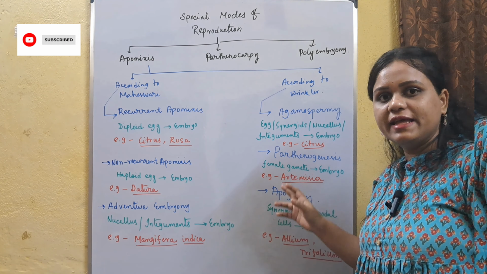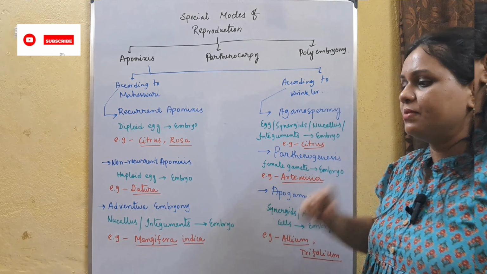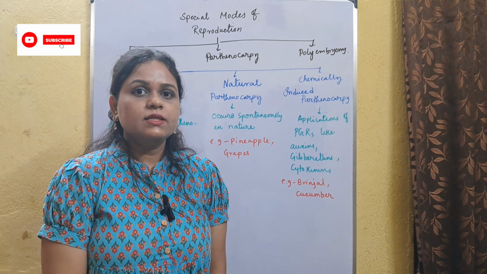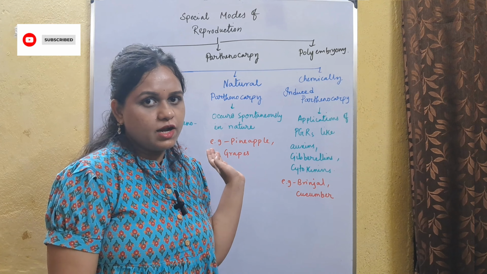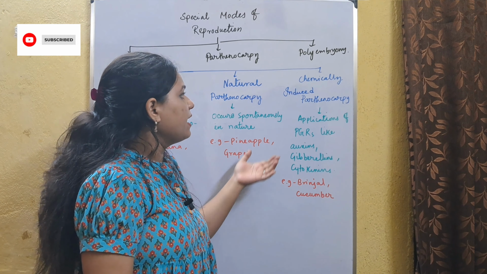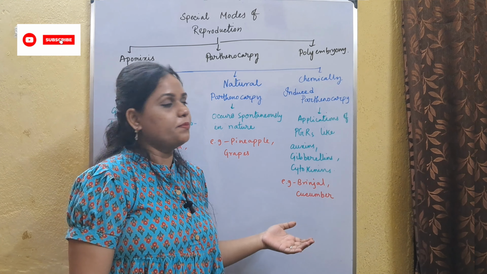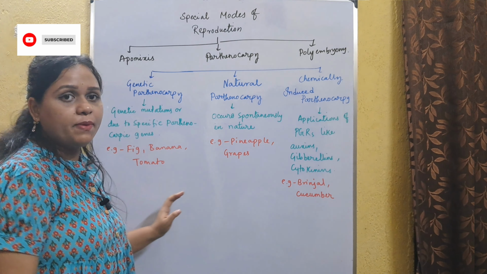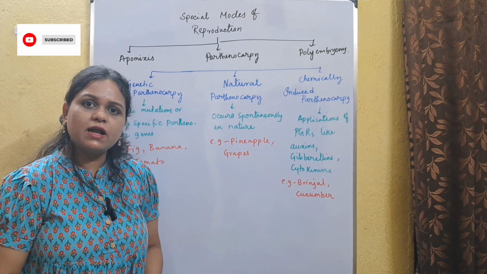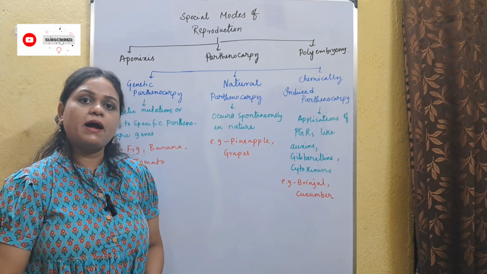Now coming to the next part, that is parthenocarpy. Parthenocarpy is again of three types: the genetic parthenocarpy, the natural parthenocarpy, and chemically induced parthenocarpy. Now, genetic parthenocarpy is due to some specific parthenocarpic genes present in the plant, or due to some mutagens which will induce the parthenocarpy.